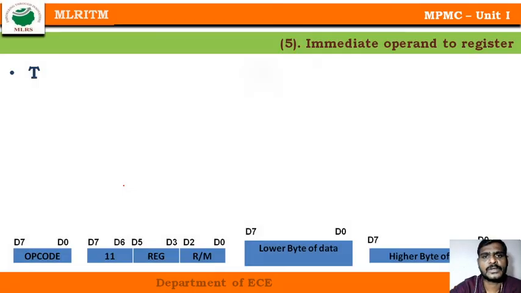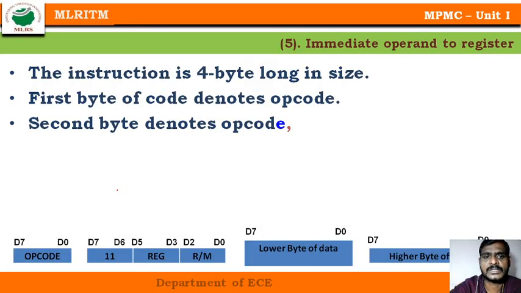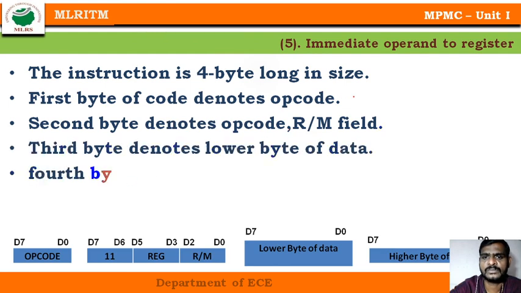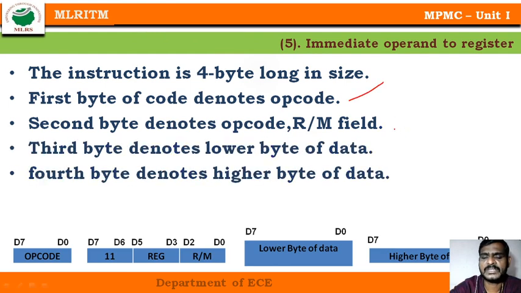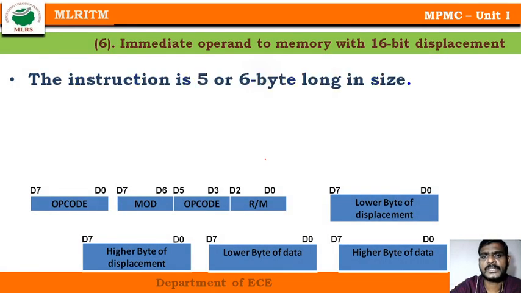Then the fifth one is called the immediate operand. Again it is 4 bytes in size. The first byte is denoted as the opcode. The second byte is nothing but from where I want to transmit the data, register or a memory, and the third and fourth bytes indicate the lower and higher bytes of the immediate value. Here the immediate value is going to be denoted. So immediate with the displacement.